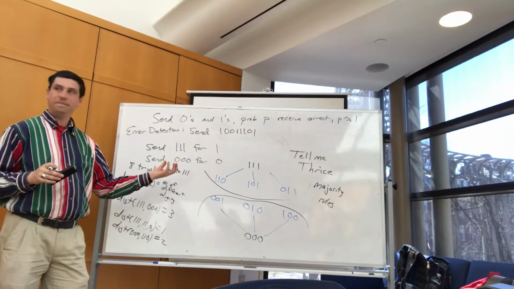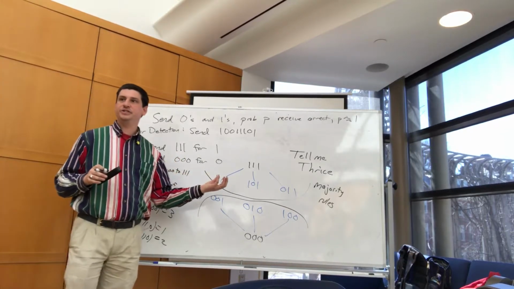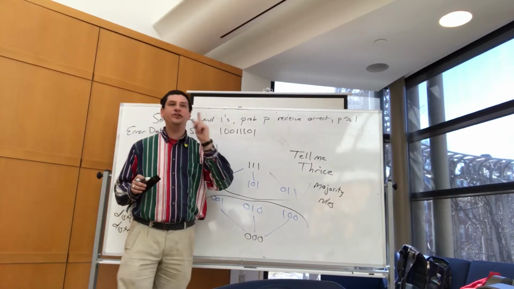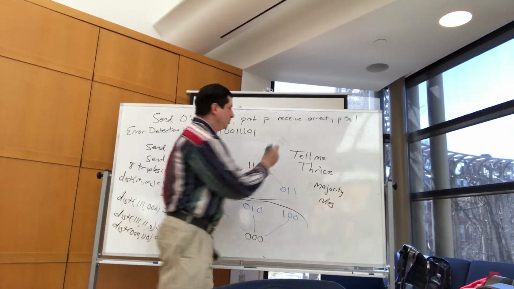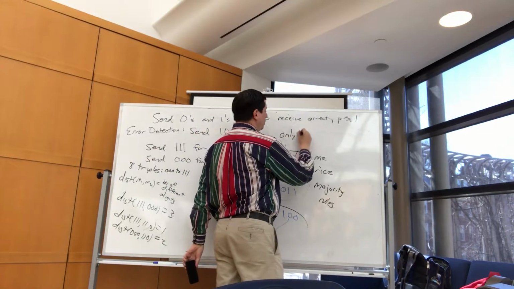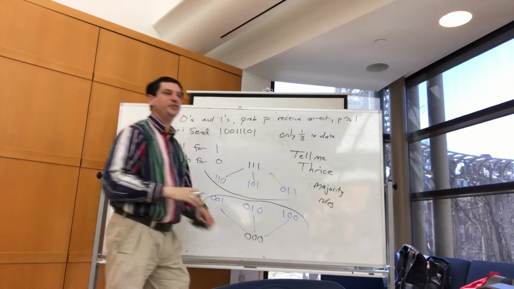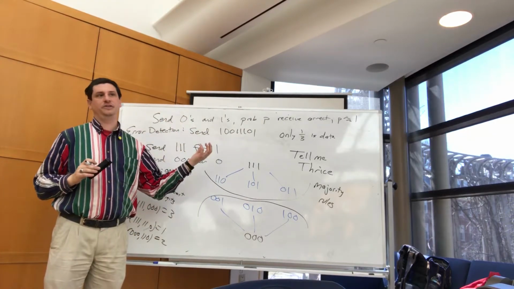So, cost-benefit analysis. For instance, 1/3 of your message is data. Only 1/3 is data. So this means a majority of your message is redundant check.